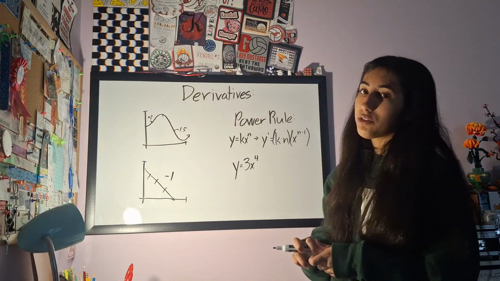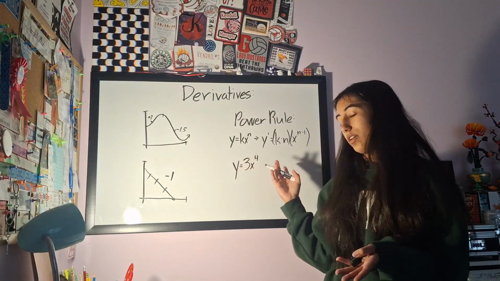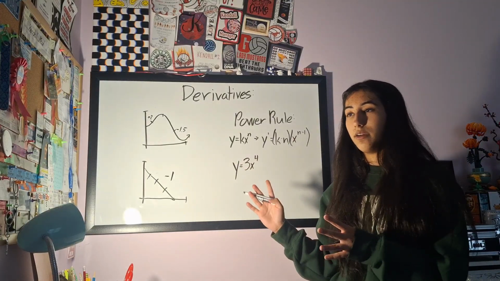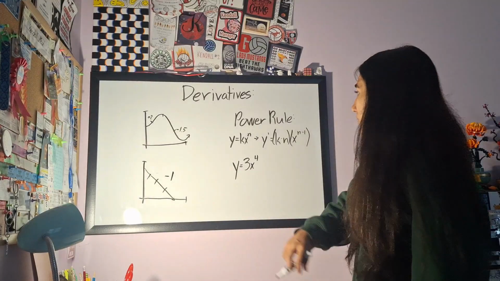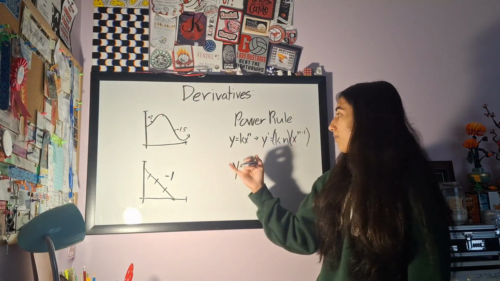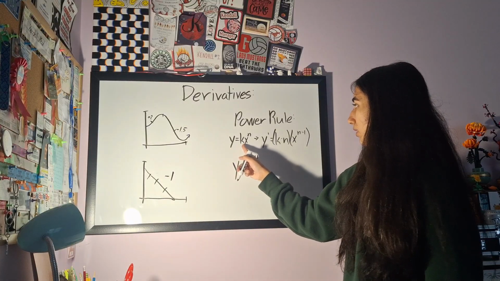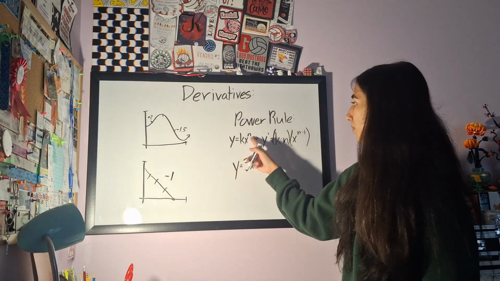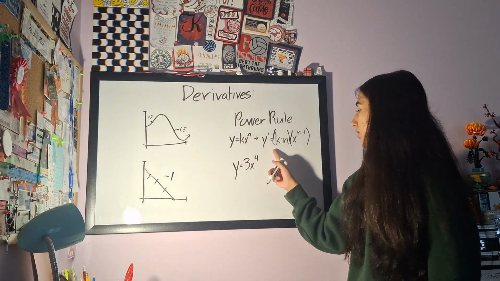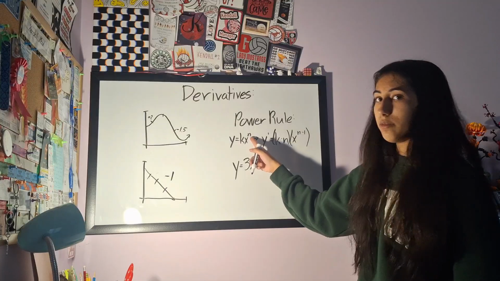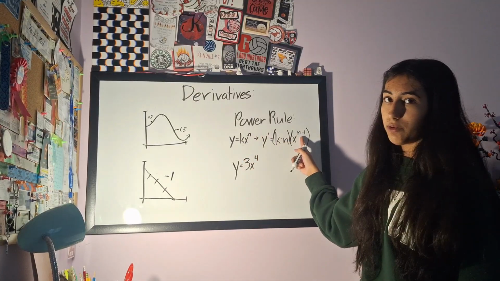So the simplest way to take a derivative is the power rule. And I know that looks really bad, but it's pretty simple if I explain it. So the power rule stands for the concept that the function equals the coefficient times the variable to the nth power. And when we take the derivative of it, we are essentially multiplying the power by the coefficient and then subtracting 1 from the power.